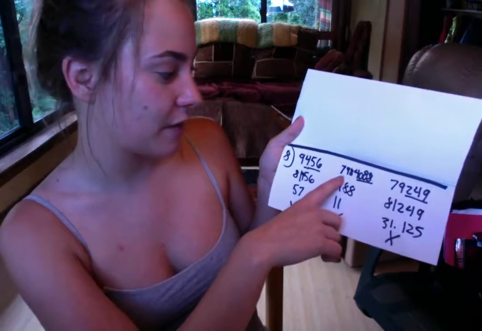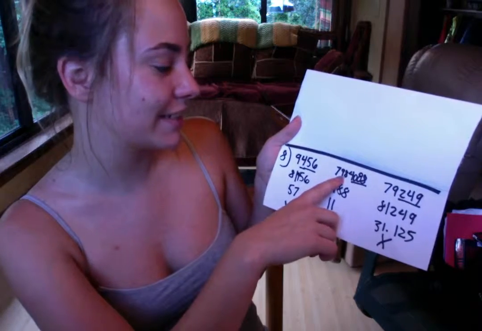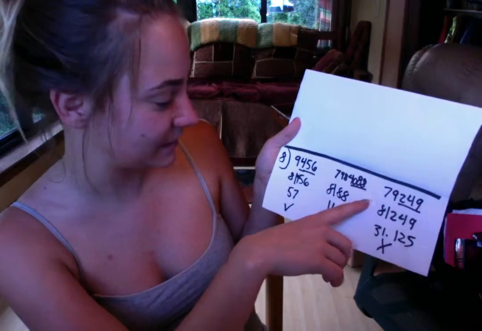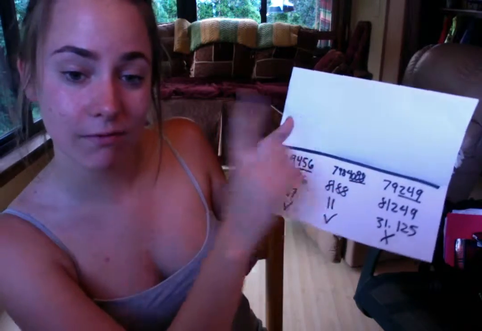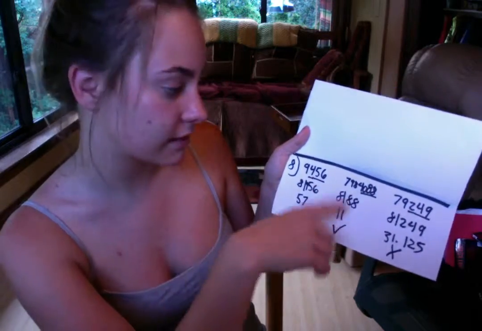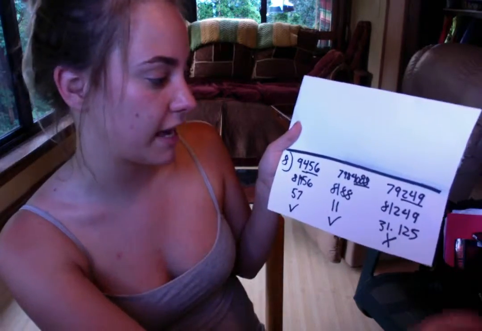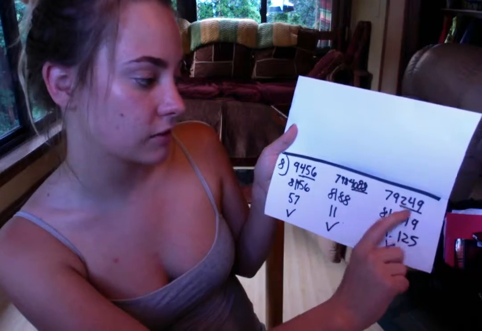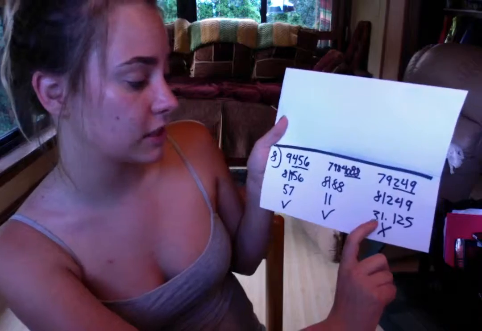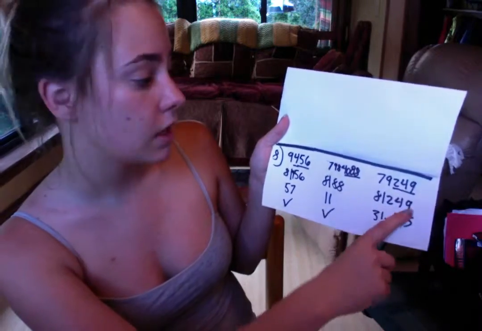Next, we have 79,800, 4,088. So here, since you have 088, you drop the 0, make it 88 divided by 8, 11. Yes, this number is divisible by 8. At the end, we have 79,249. 249 divided by 8 gives you a decimal 31.125, meaning this number is not divisible by 8.